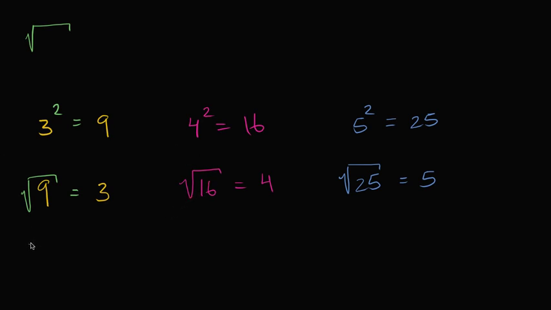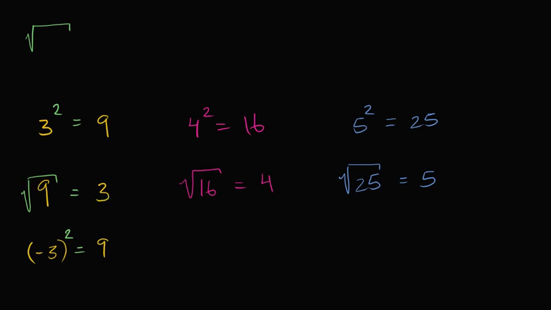Now, I know there's a nagging feeling that some of you might be having, because if I were to take negative 3 and square it, I would also get positive 9. And the same thing, if I were to take negative 4 and square it, I would also get positive 16. Or negative 5, if I were to square it, I would also get positive 25. So why can't this square root be positive 3 or negative 3? Depending on who you talk to, that's actually a reasonable thing to think about.